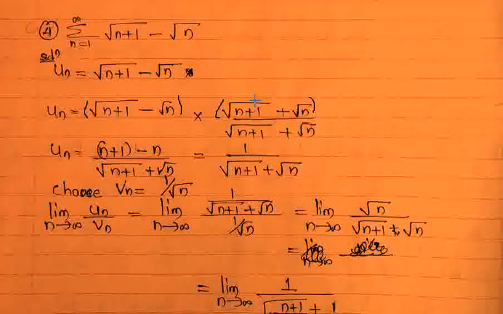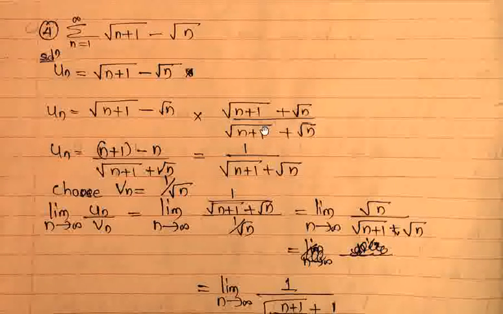If you notice here, you're going to get the difference of two squares, which is a plus b, a minus b. A plus b will be here and a minus b will be here. So the difference of two squares leaves you with a squared minus b squared. So that's why you do that. And you get 1 here, and that's the denominator here.